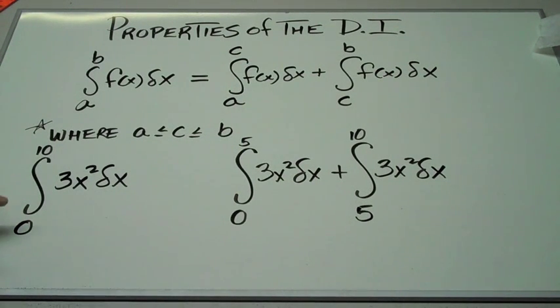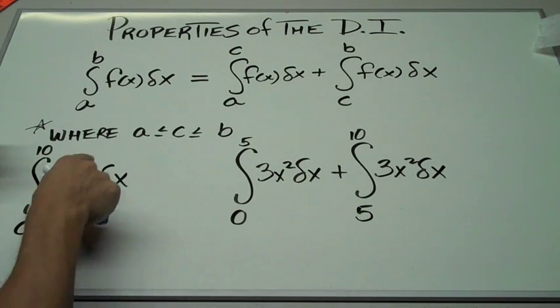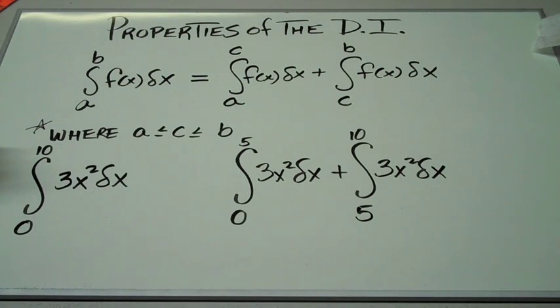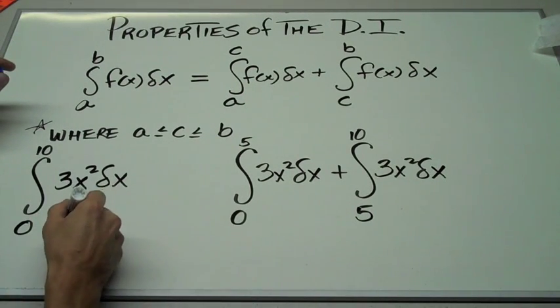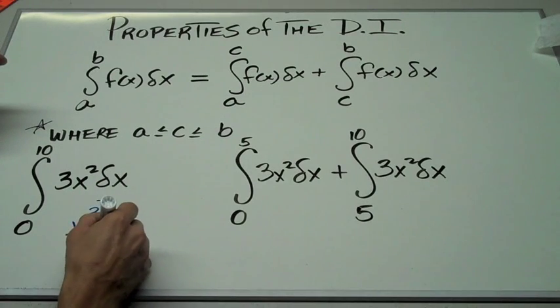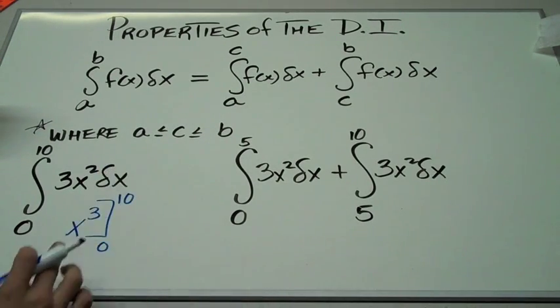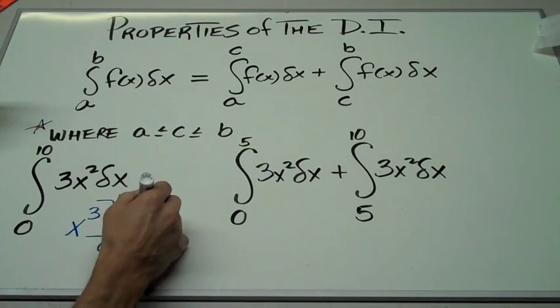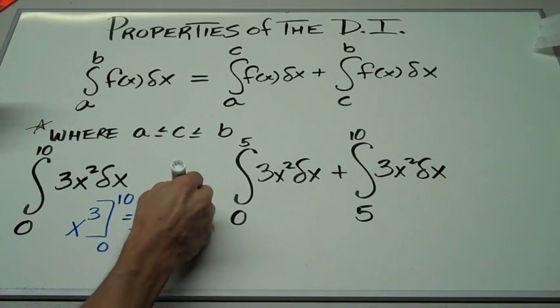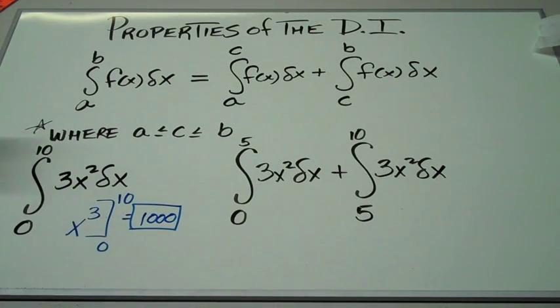For example, if I have the definite integral from 0 to 10 of 3x squared dx, we know that this goes plus 1 divided by 3, which gives us x cubed from 0 to 10. Plug in the 10, plug in the 0, and we'll get 1,000. So we know that the area under this curve is 1,000 square units.